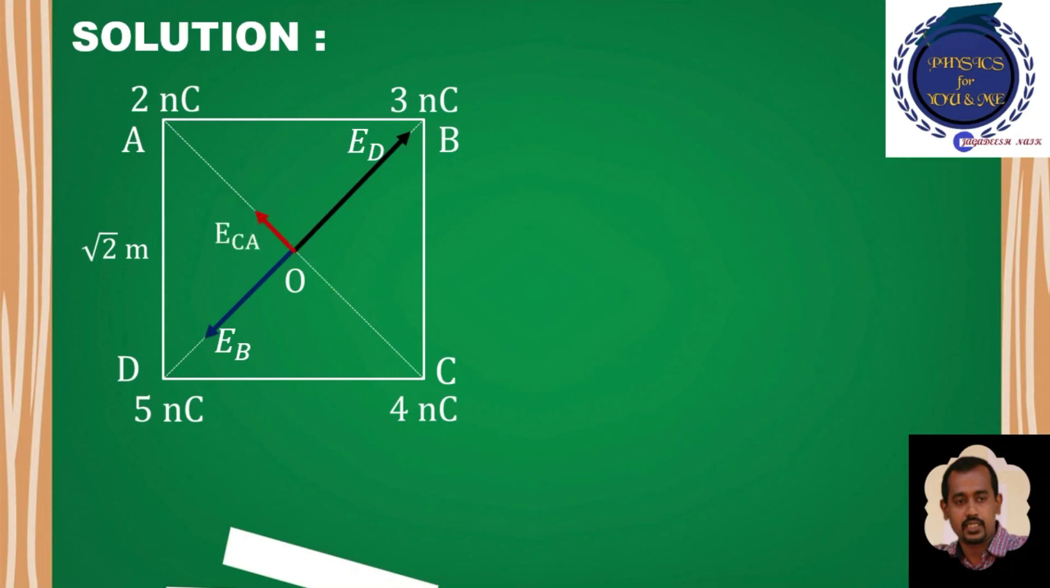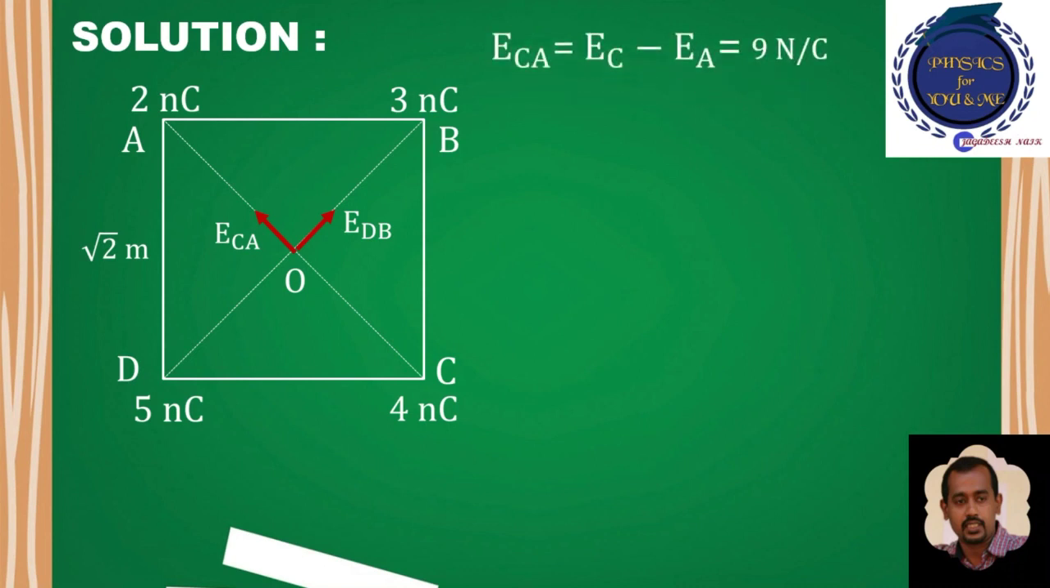It is represented as ECA. And similarly, the other two will be replaced by the resultant EDB. And they will be along the two diagonals. Hence, the angle between ECA and EDB will be equal to 90 degrees. So, taking the resultant of ECA and EDB, ECA will be equal to EC minus EA, 9 nanocoulomb. EDB is also equal to 9 nanocoulomb.